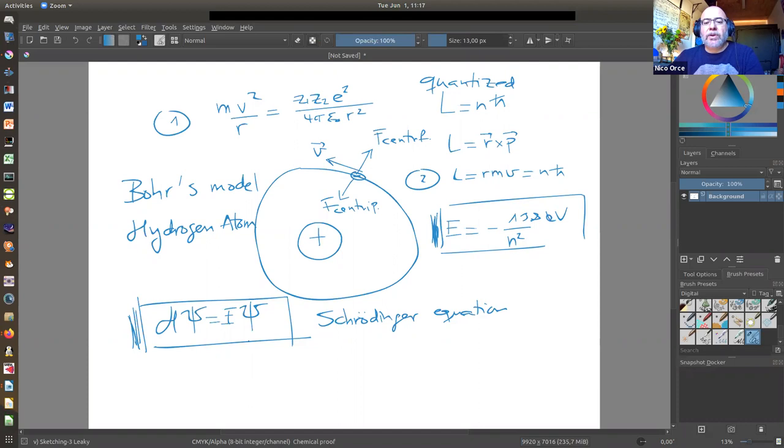Anyone knows why we are using the Schrödinger equation for this particular case of the hydrogen atom, or for any case in general? Why do we use the Schrödinger equation if, for instance, using some classical approximations here, we can deduce the energy of the electron going around the nucleus?